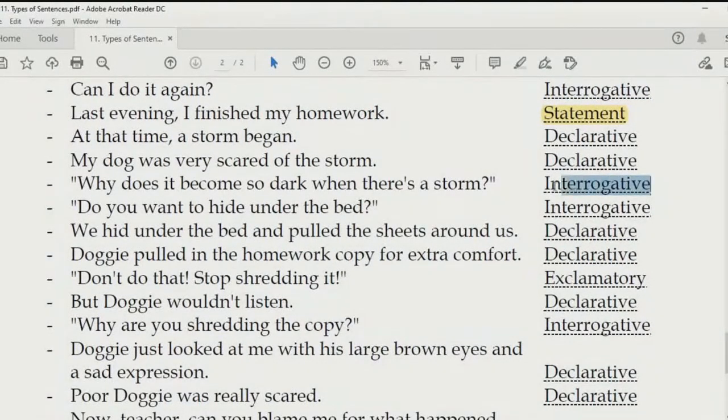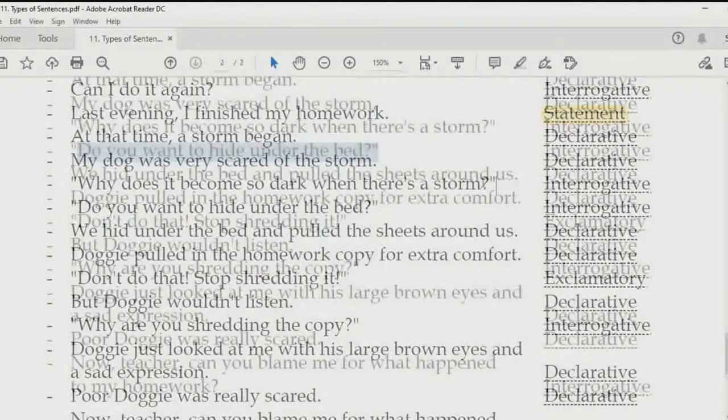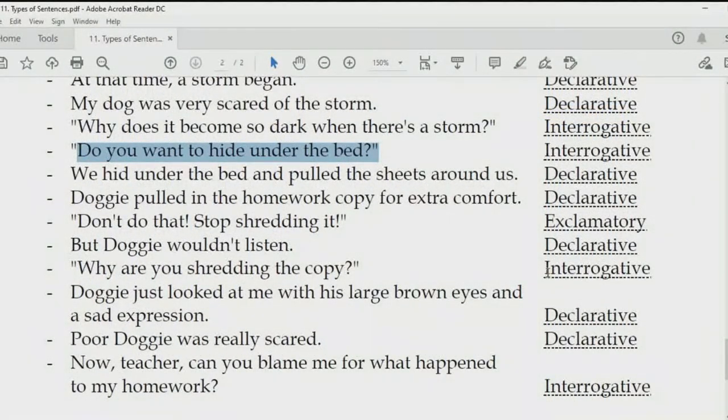And the next one, interrogative. Why does it become so dark when there's a storm? It is a question which ends in a question mark, so interrogative. Again, next one, interrogative. Do you want to hide under the bed? It is a question. Why are you shredding the copy? Again, interrogative. And let me tell you, the meaning of shredding is tearing into small pieces. Interrogative over here. Now, teacher, can you blame me for what happened to my homework? It is a question, so this will be known as an interrogative sentence.